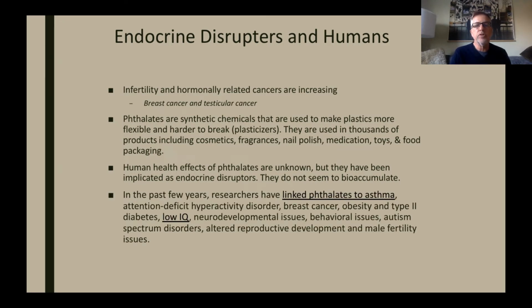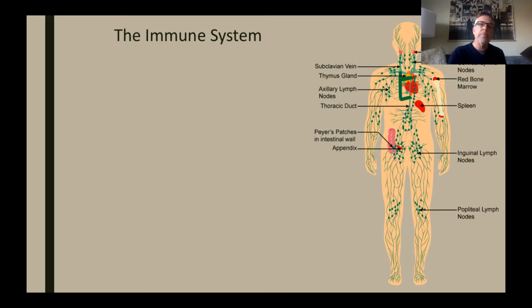In the past few years, researchers have linked phthalates to asthma, to ADHD, to breast cancer, to obesity, to type 2 diabetes, to low IQ, to neurological development issues, to behavioral issues, autism spectrum disorders, altered reproductive development, and male fertility issues. And these are chemicals that we are all exposed to on a regular basis and can be measured in our bodies. Those are just some of the examples of endocrine disruptors that we have seen have effects on animals and humans. Let's look at the immune system now.